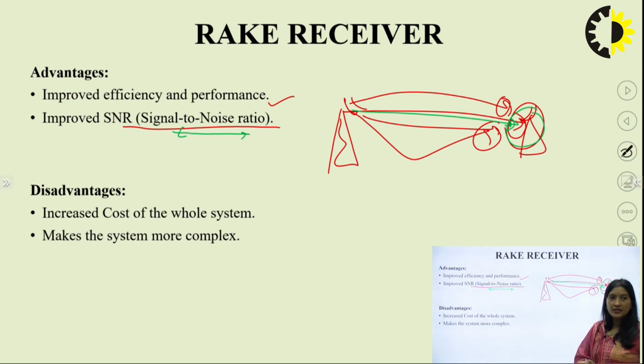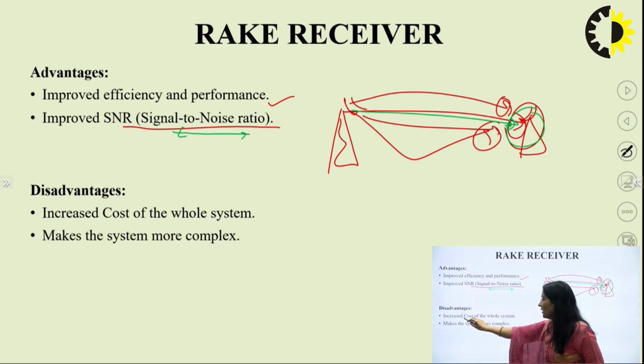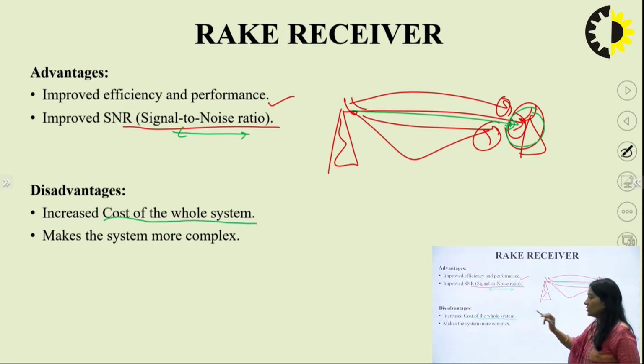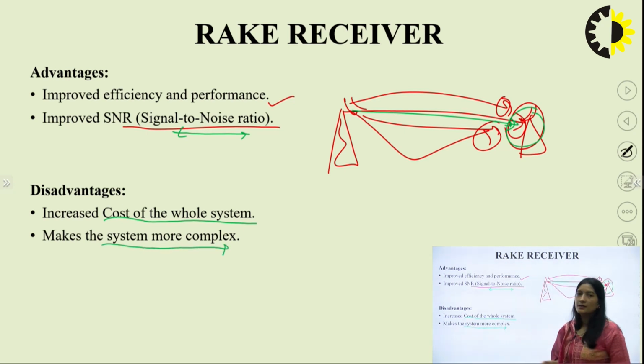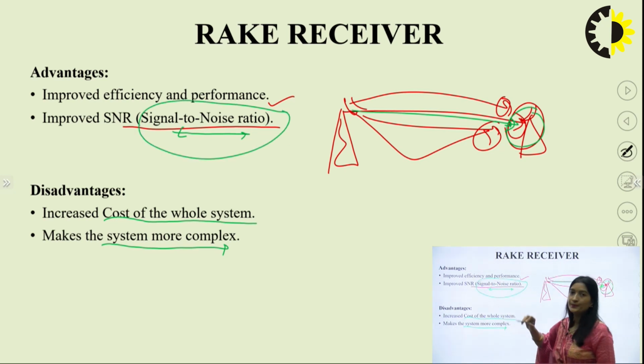Then there are also some disadvantages. If something has advantages, it will also have some disadvantages. The first disadvantage is increased cost. Obviously, if you are providing multiple correlators and multiple fingers, your cost will increase. Second, it also makes the system a bit more complex. So complexity has also increased, but yes, it provides you a better signal to noise ratio.